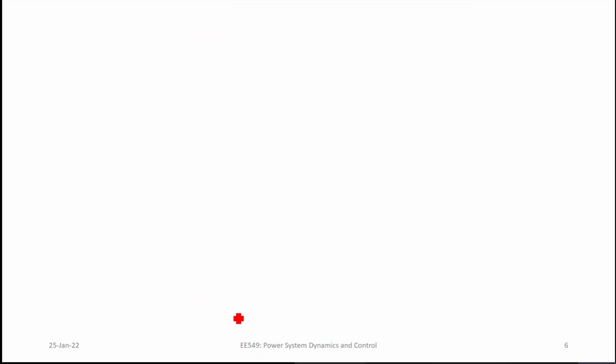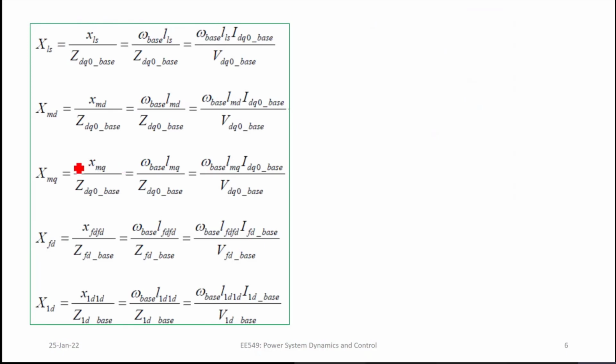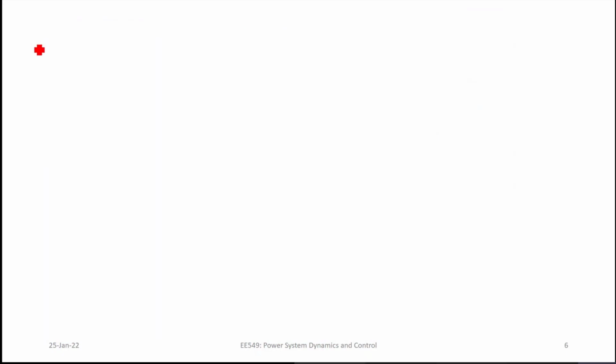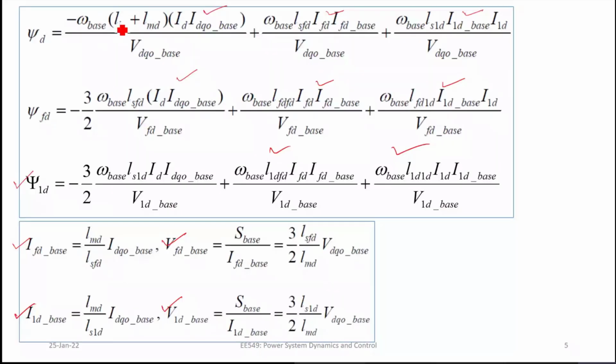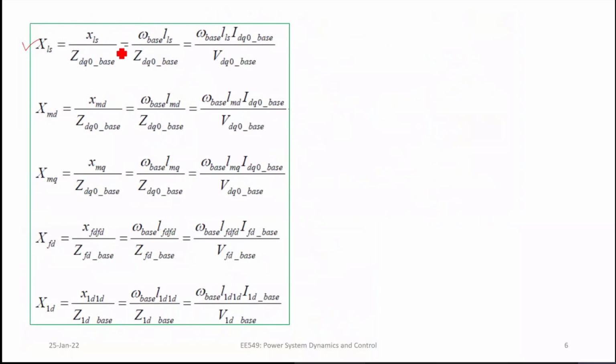Okay, before substituting this, let us find the per unit reactance quantities. So your XLS, whatever is mentioned here, omega base into LLS will become XLS, right? So now we'll define these quantities in per unit. So your XLS in per unit will be XLS by ZDQ base. So that will be omega base LLS by ZDQ base. And that will be omega base LLS IDQ base by VDQ base. Similarly, XMD I can write this expression, right?